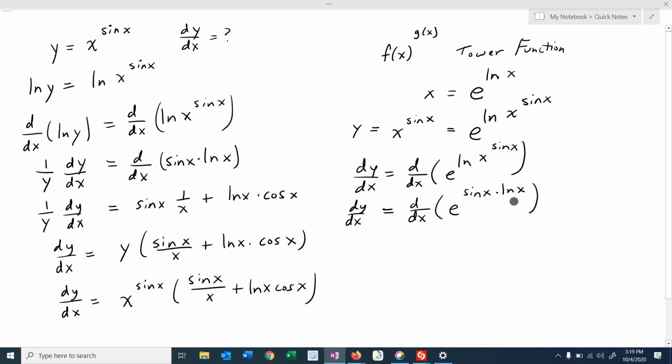And so what it boils down to at this point is you're now finding the derivative of an exponential function. The base is e, and this is the power that it's being raised to. So this is really a composition of those two functions. Again, the inner function would be sine of x times ln of x, and the outer function would be the exponential function with the base of e. Okay, so let's find this using the chain rule.